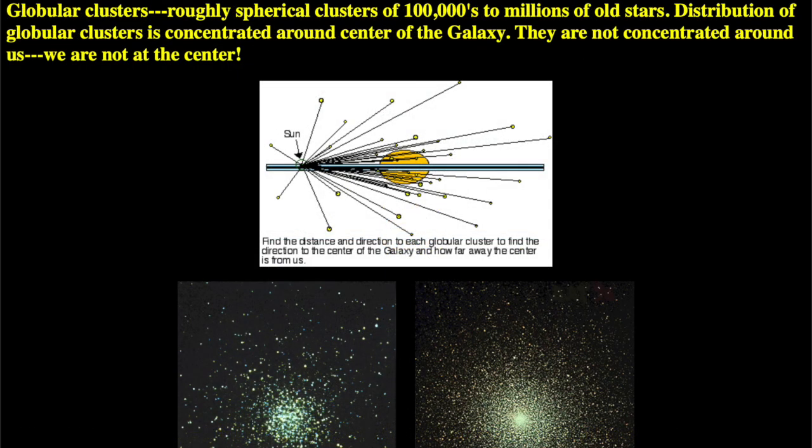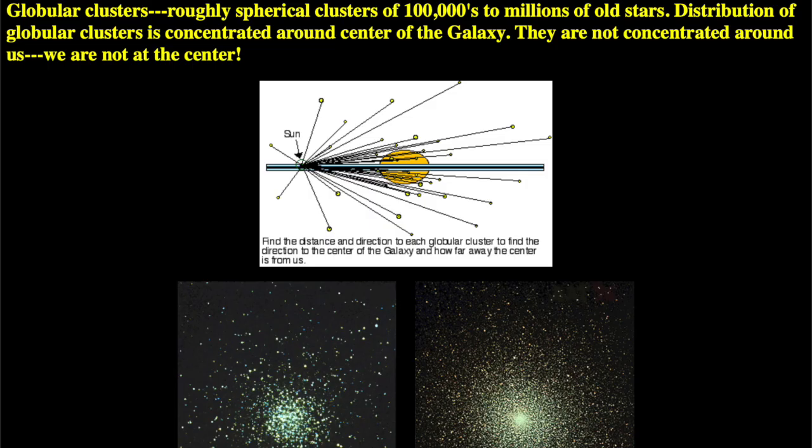Globular clusters get their name because they look like a glob of hundreds of thousands to a few million old stars, all bound together by their mutual gravity. Most of the 150 or so globular clusters in the Milky Way are part of the stellar halo and orbit around the center of the galaxy in very tilted elliptical orbits.